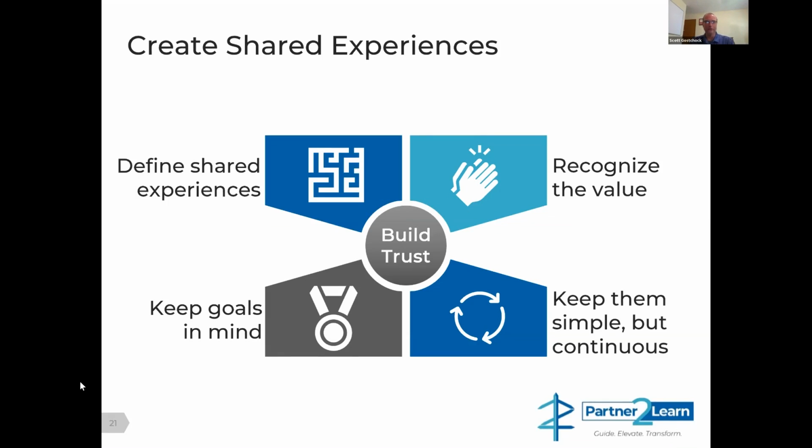And then the third thing is, again, create those shared experiences. Like we're having a shared experience here today. Invite your team to a meeting like this. Do a training session with the whole team, whatever it might be. But recognize the value of that shared experience. Keep them simple but continuous. And by continuous, some teams that I work with are like, we're going to do this every week. No, that just sets yourself up for failure. Once a month, do things that are reasonable. Once every quarter, go bowling as a team.